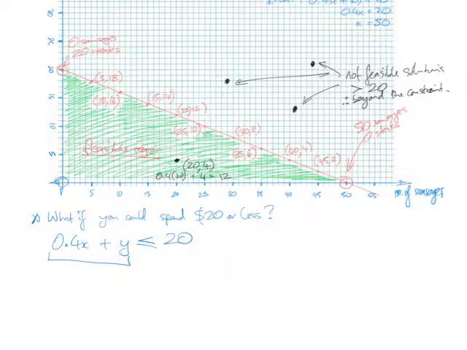Alright, hopefully that's shown you what is meant by less than or equal to. That would be underneath the line represented by the equation. Greater than or equal to would represent a feasible region above the line.